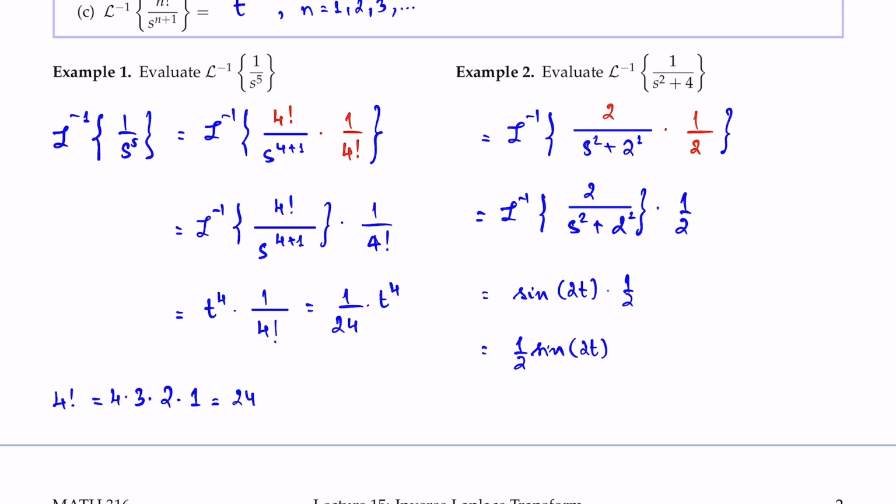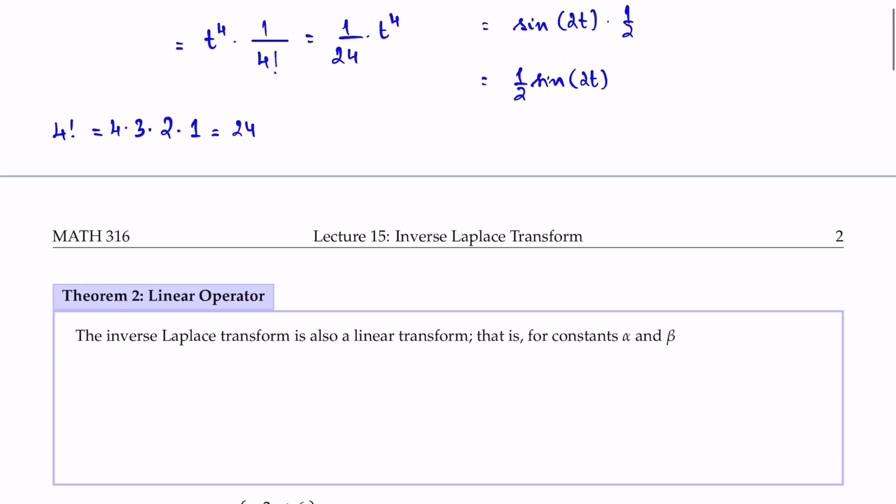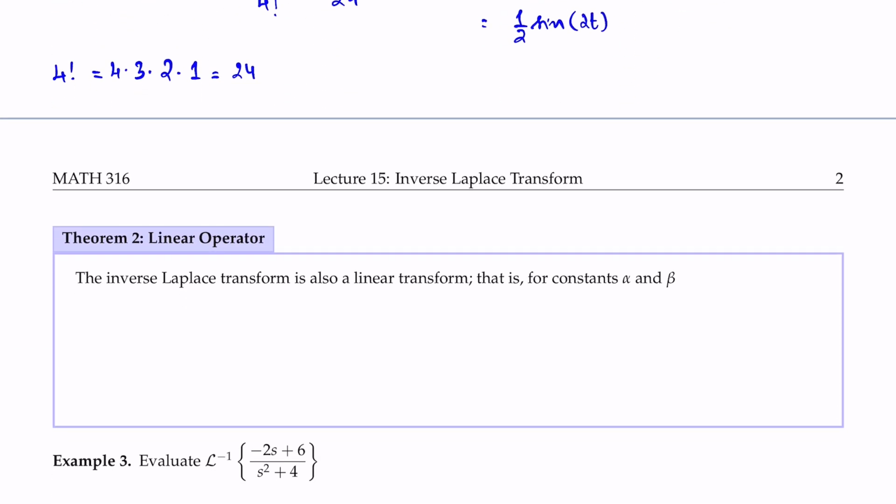Alright, so when you do these calculations, you see that I have a move that I use. That is, you pull the constant out of the inverse Laplace transform operation. You are allowed to do that because the inverse Laplace transform is also a linear operator. That is, the inverse Laplace transform of a linear combination is the linear combination of the inverse Laplace transforms. And that is the theorem I want to give you. So the inverse Laplace transform is also a linear transform.